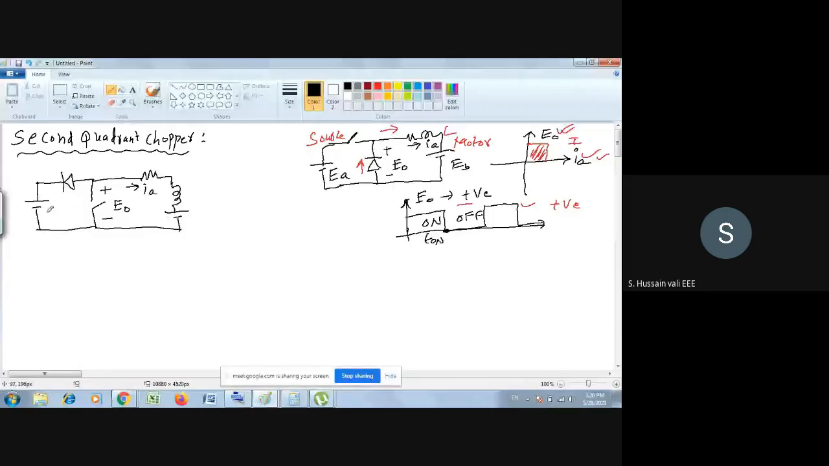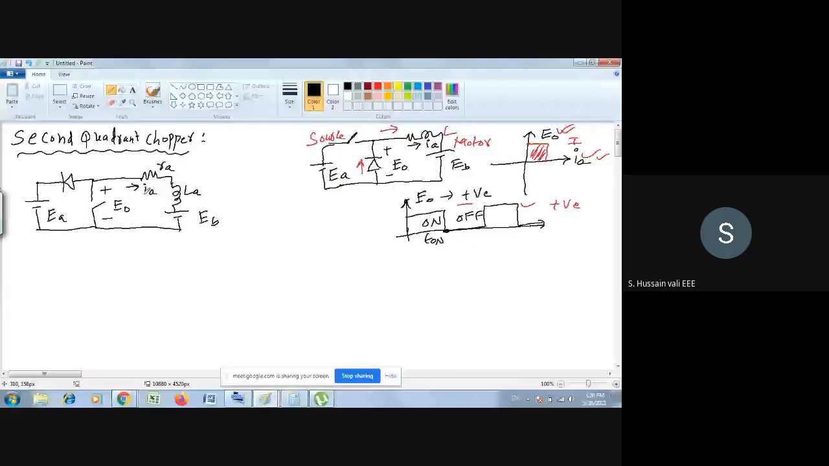This is EA and this is EB. This is RA. This is LA. So the reference we are taking is the same. The plus and minus is the output voltage polarity. Source to the load is the reference direction of the armature current.